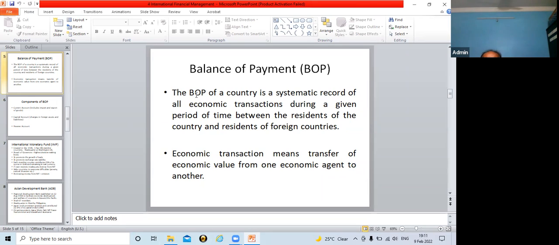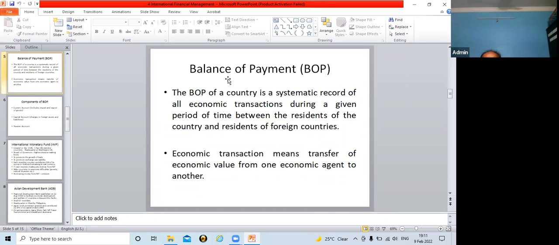So here the balance of payment of a country is a systematic record of all economic transactions during a given period of time. Now, during given period of time, generally it may be a quarter or maybe year also, but generally it is on a yearly basis, and between the resident of country and the rest of world, the residents of foreign countries.